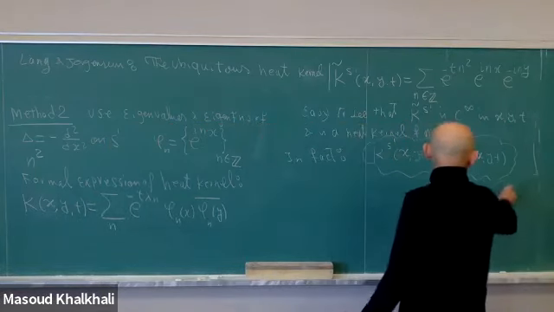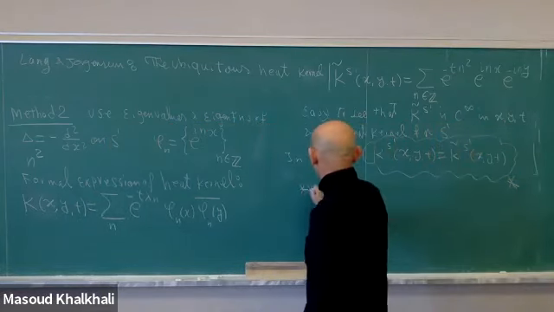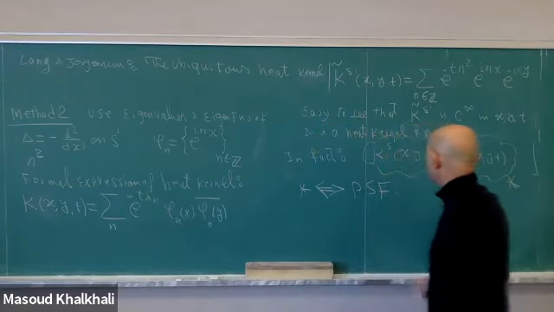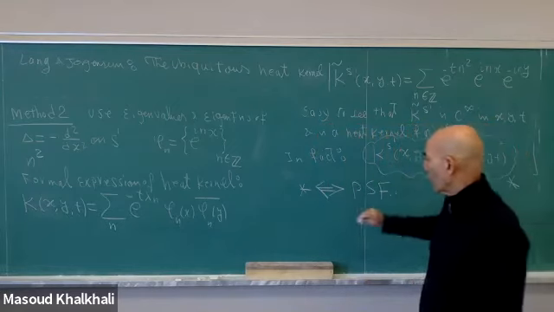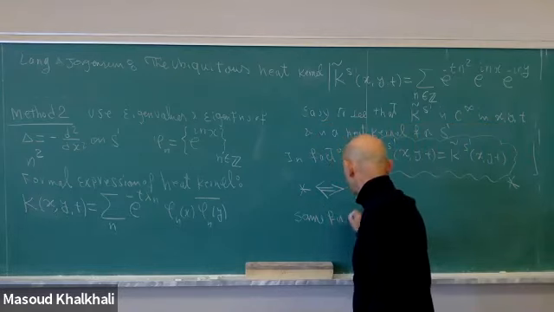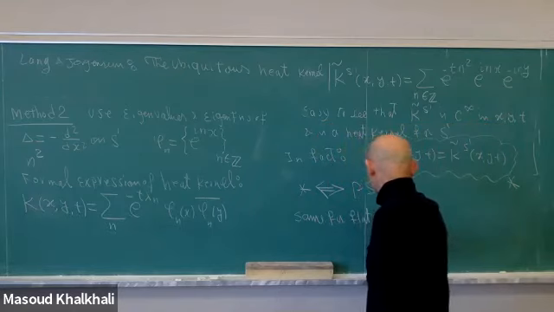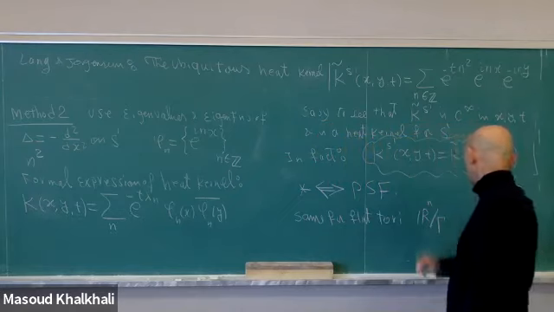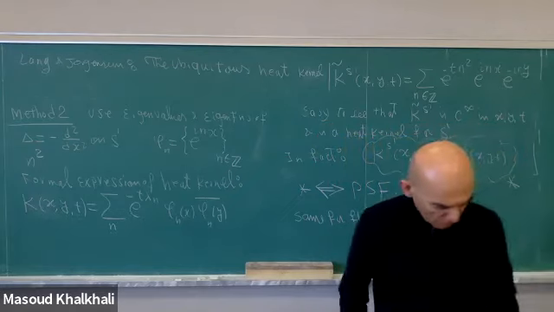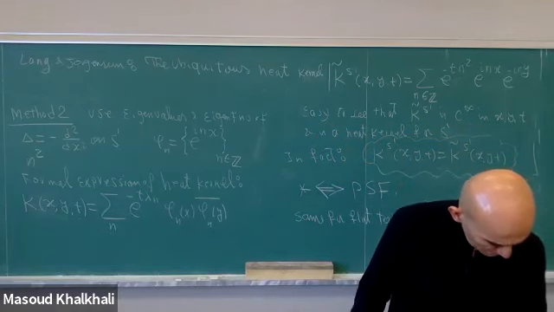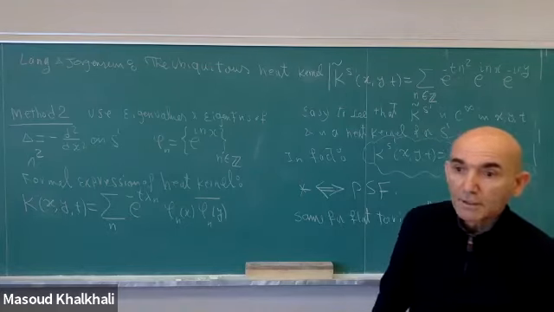So this star is equivalent to PSF. Of course, you can do it for a flat toroid, same for a flat toroid. And I believe I use the word gamma for the toroid. So that's the thing.